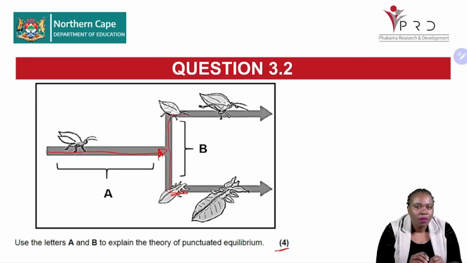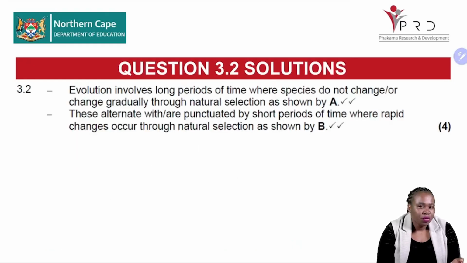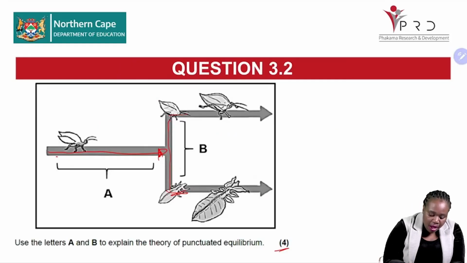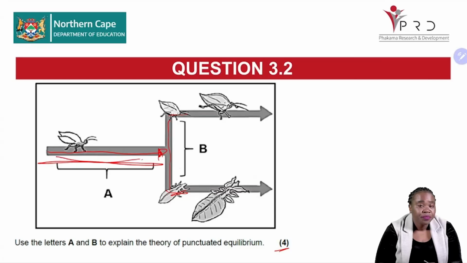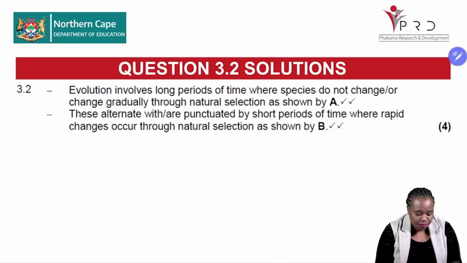So we know that when we talk about punctuated equilibrium, we are basically talking about evolution that involves long periods of time whereby there are no changes, and that long period of time would then alternate with a short period of time whereby there are rapid changes, right? Or there are quick changes that are going to take place only for a very short period of time. So the long periods of time are seen at part A, and then the short periods of time with rapid changes are seen at part B.